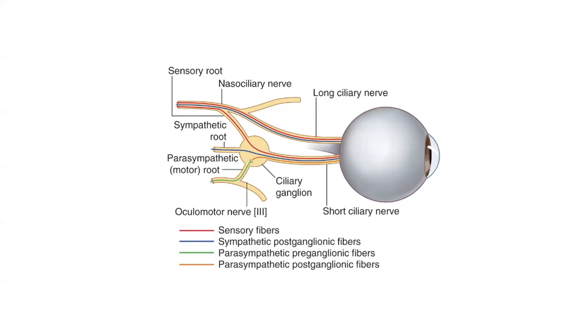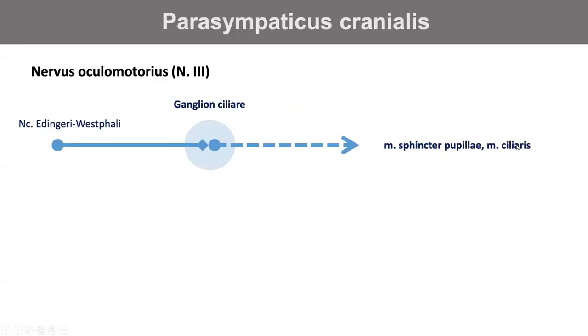It reaches the targets, which are the sphincter muscle of the pupil, for the constriction of the pupil, the narrowing of the pupil, which is called miosis, and also the innervation of the ciliary muscle, which is important for the accommodation of the lens for near vision. So these are the two targets for the parasympathetic part of the ciliary ganglion: the sphincter muscle of the pupil for the narrowing of the size of the pupil, called miosis, and the ciliary muscle for the accommodation of the lens of the eye for near vision.